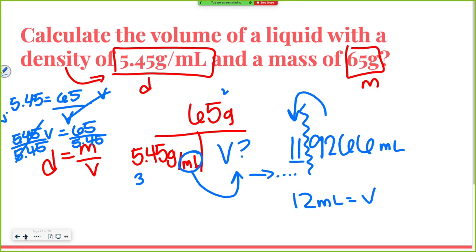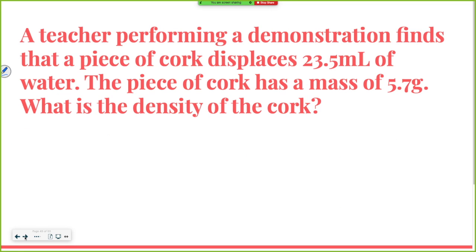All right, and last one. I see some of you working ahead. Great job. Make sure you're stopping if you have questions. 23.5 milliliters is what? Volume. So we did a demonstration and it displaced the water by that much. What does displacement mean? That's how much it took up. Yep. So you drop that substance down into water that you already knew the volume of, and you measure the change in volume. So that piece of cork that you dropped in weighed 5.7 grams.